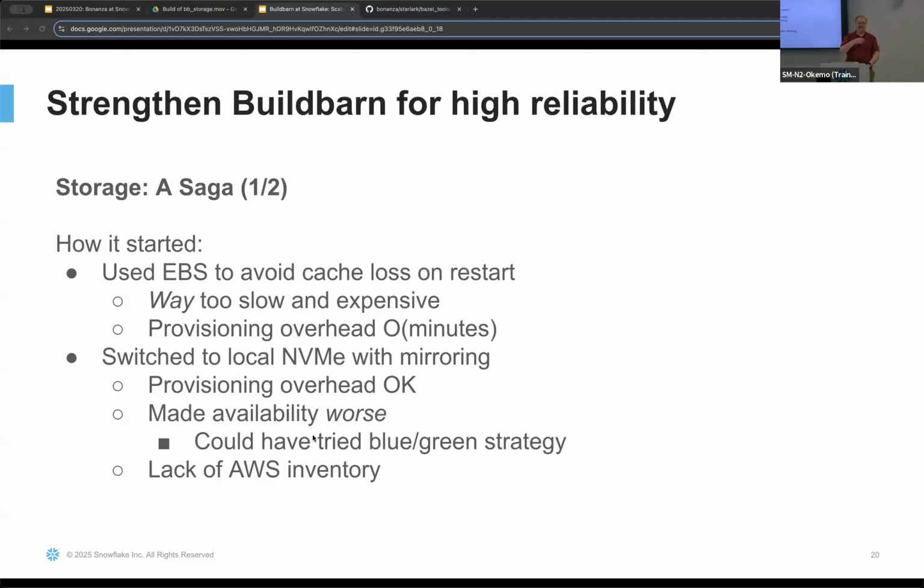We went to GP3 even, and even just accepting the cost, it was still too slow. And the provisioning overhead was very slow. So we went to the Kubernetes storage provisioner, and this is read-write-once, which means that if the pod drops and a new pod comes up, the provisioner might have to wait for some lease to expire before you can actually mount the volume. And now we're taking these outages.